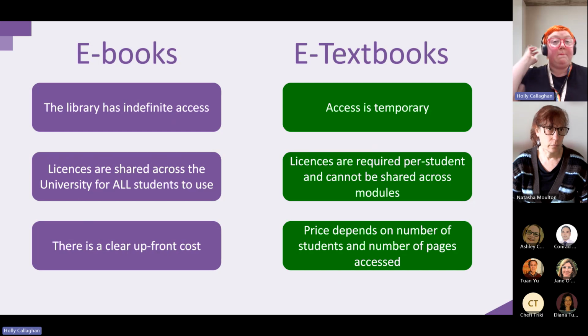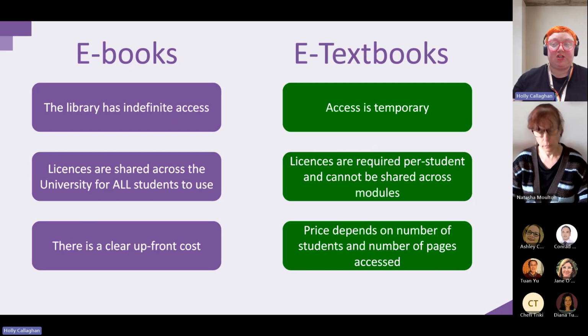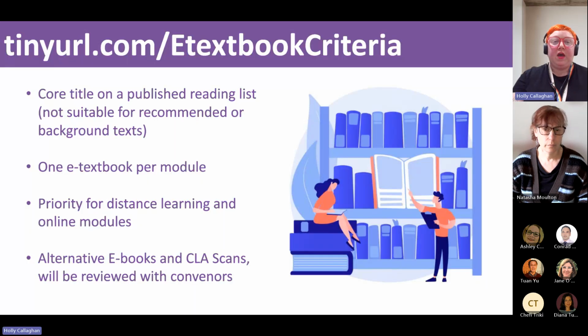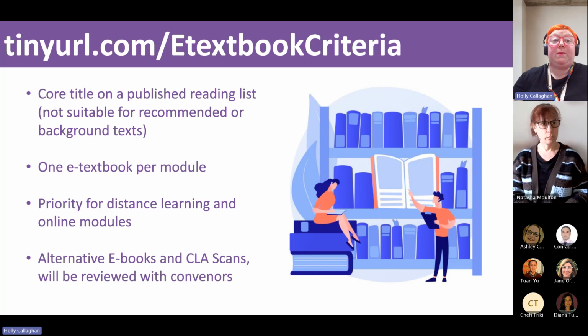But what we are doing, on a case-by-case basis, is looking at usage, looking at relevance, looking to see if it's on reading lists, and then having conversations with individual module conveners to see if it's still appropriate for us to purchase e-textbooks for those modules and to see if there's other alternative options as well. So just to say, if you're interested in knowing more about the textbook criteria, this has been published on the library SharePoint pages here.